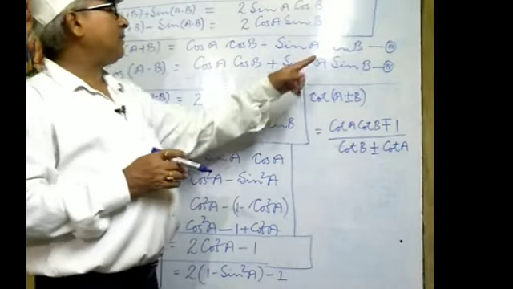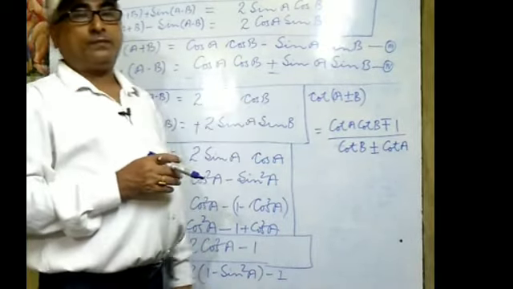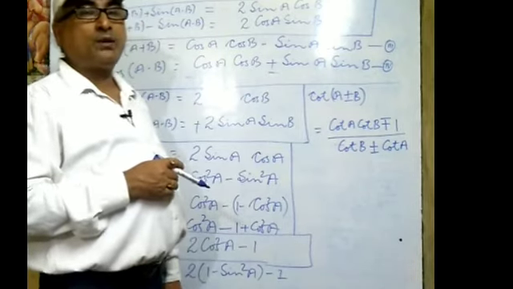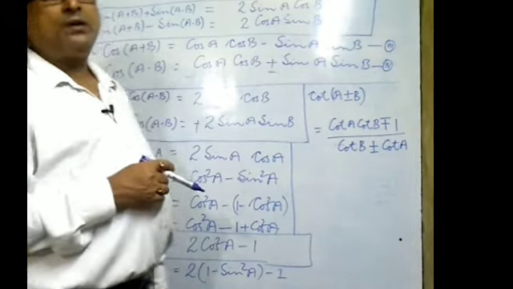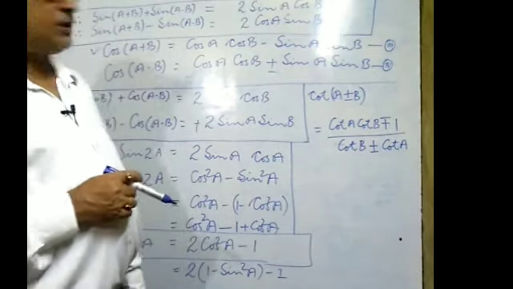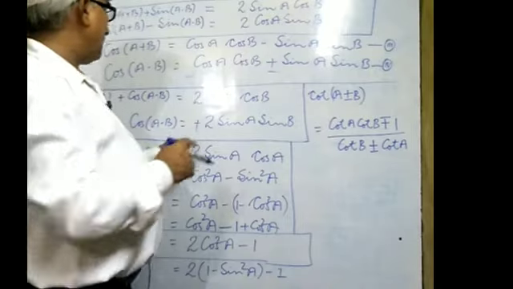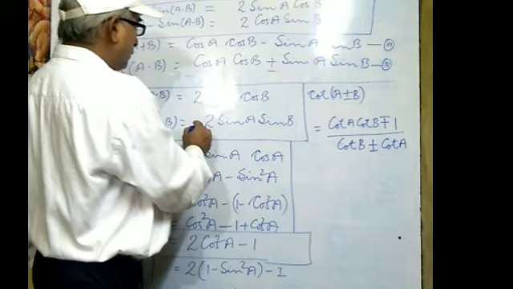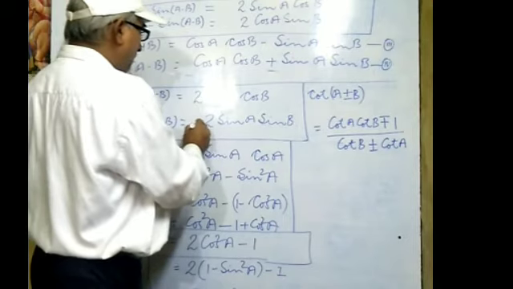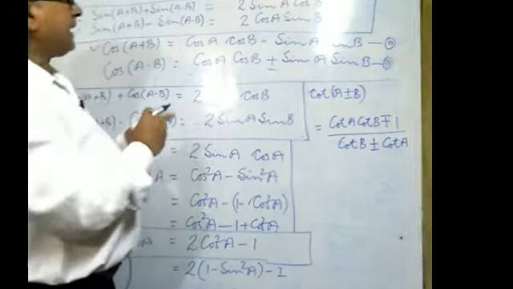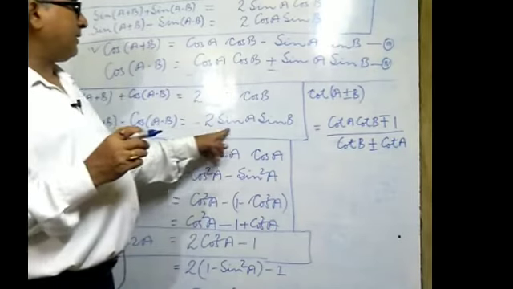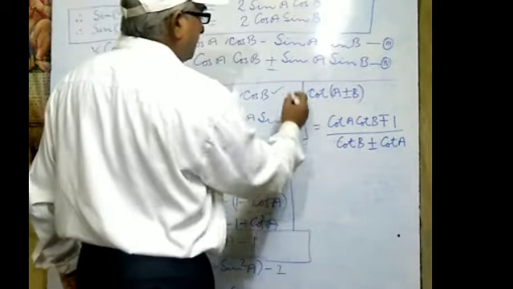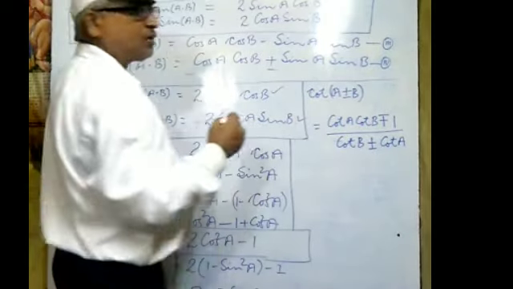So what is remaining here? Minus sin A sin B and again minus sin A sin B. If both are added, it will be 2 times minus sin A sin B. The minus sign will be there because both are negative. So it is minus 2 sin A sin B. Now this one we have just as a formula, and this one also we have just as a formula.